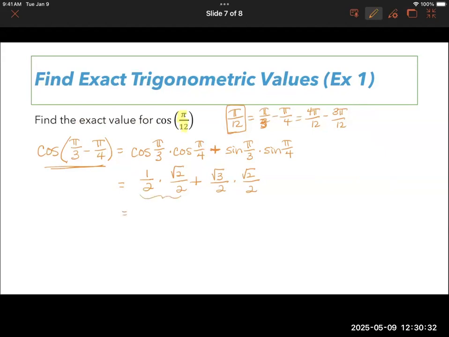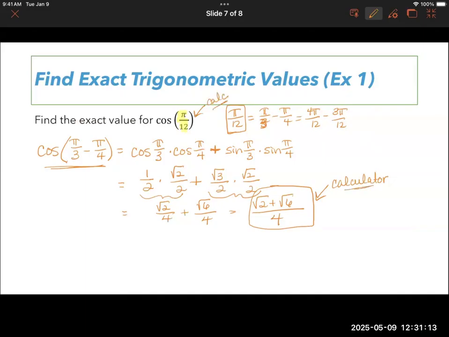Now, if we combine each of these terms, this is going to be a root 2 over 4. And this will be a root 6 over 4. And because I have a common denominator, I can combine my numerators and make my answer root 2 plus root 6 all over 4. Now, it may not be the prettiest answer, but it is an exact answer. And if you were to put this into a calculator and then put this into a calculator, you would find that the decimals would be equivalent. Okay.